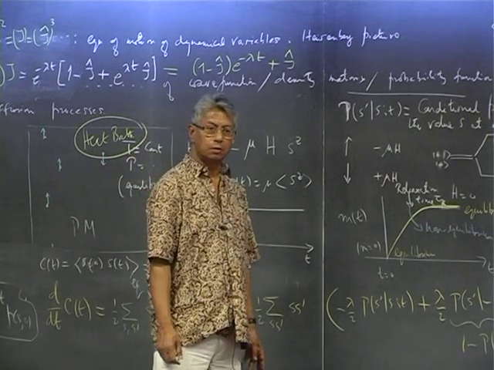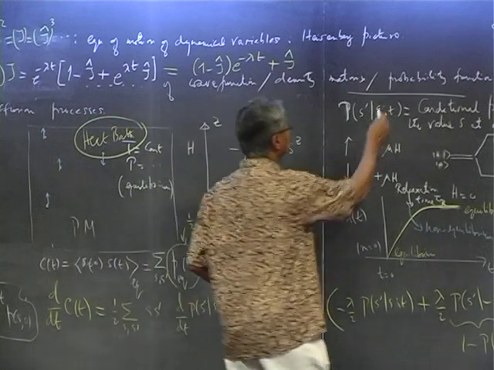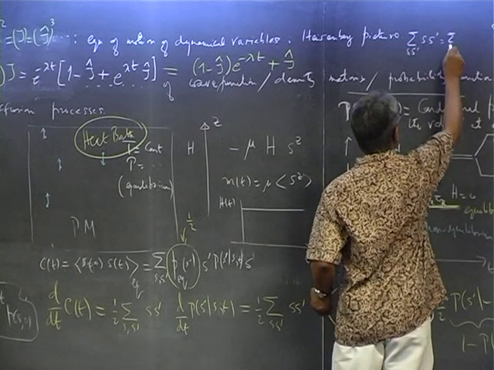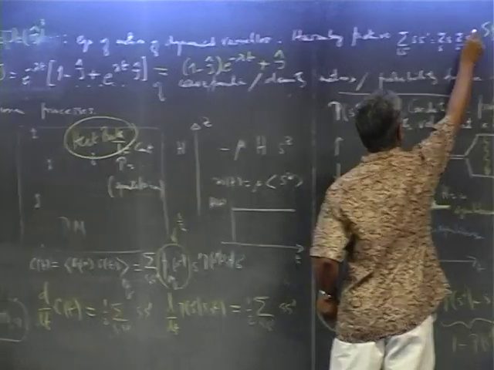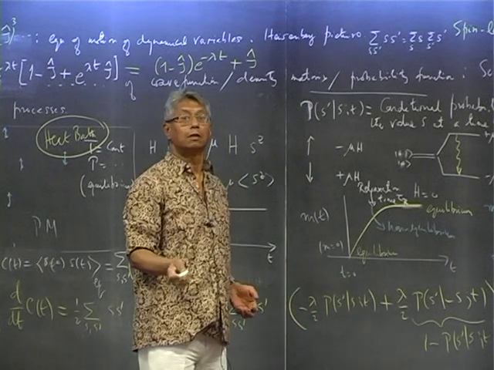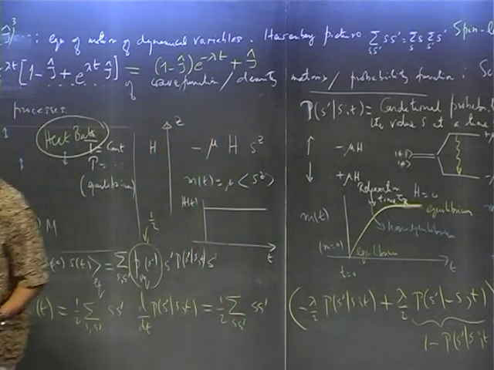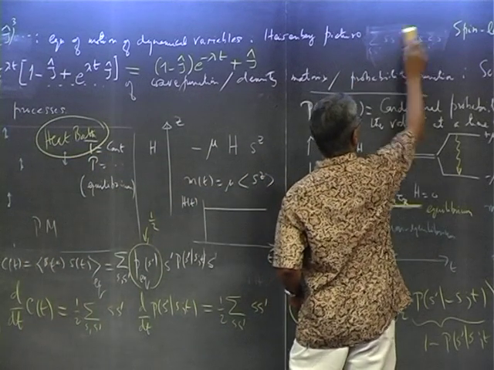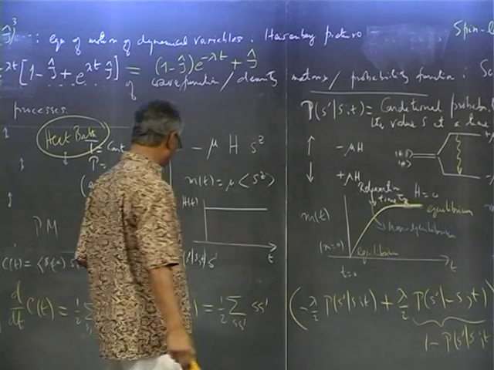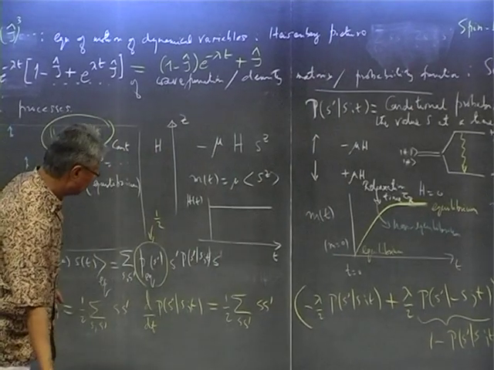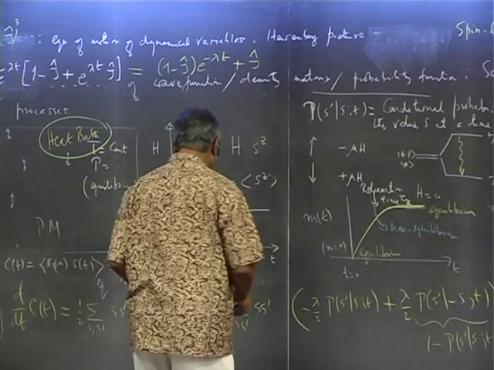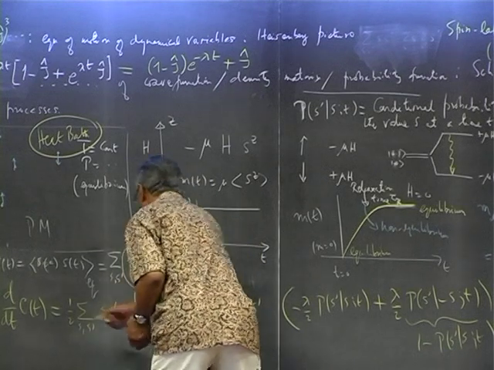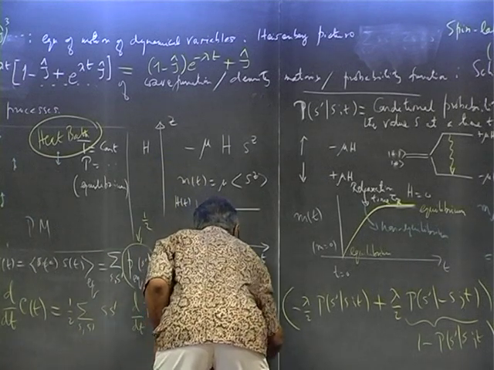Why is it 0? So this is nothing but, so d/dt of C(t) is nothing but minus lambda C(t).